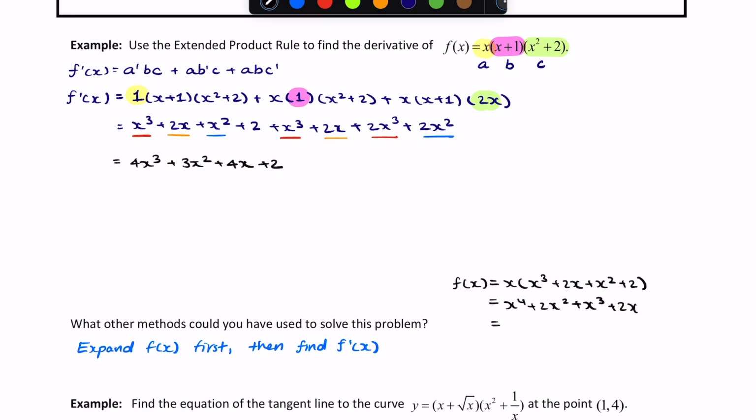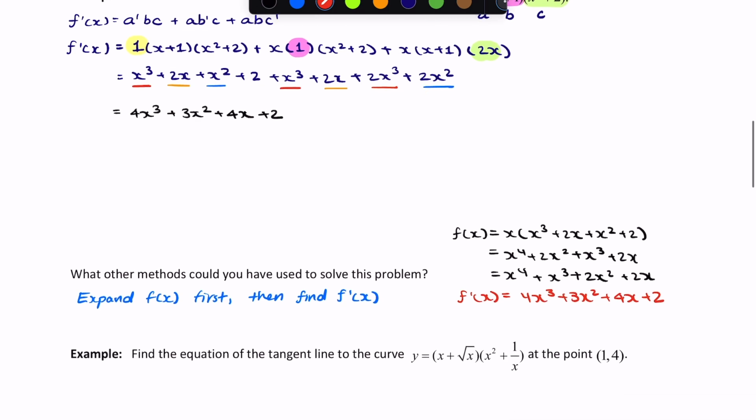And if we rearrange this from the highest exponent to the lowest exponent, we get x to the power of 4 plus x to the power of 3 plus 2x squared plus 2x. And then we could take the derivative of this function, f prime of x, which would be 4x to the power of 3 plus 3x squared plus 4x plus 2. And we see that the answer, either using the extended product rule or expanding first and then finding f prime of x, gives us the same answer.